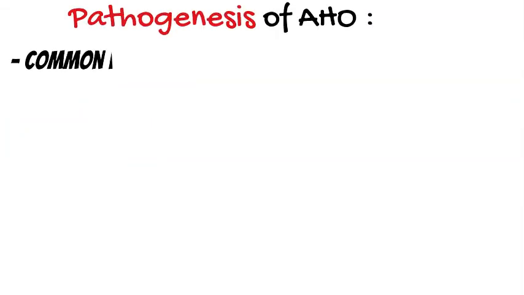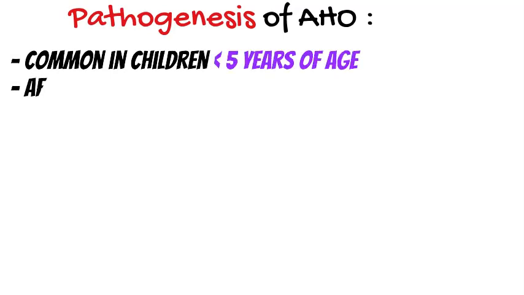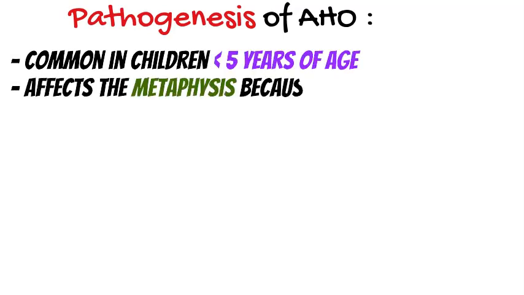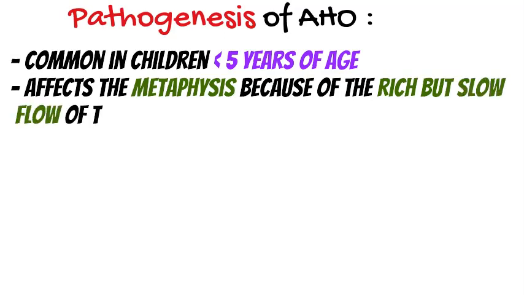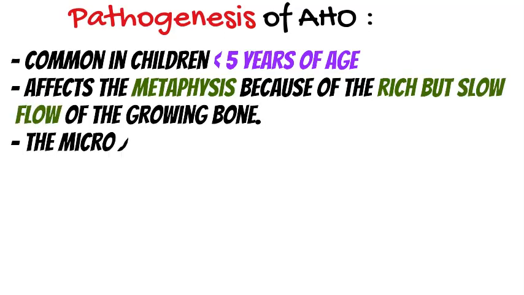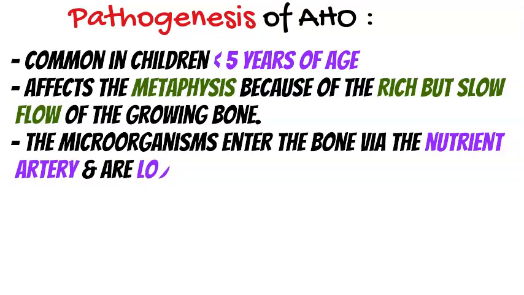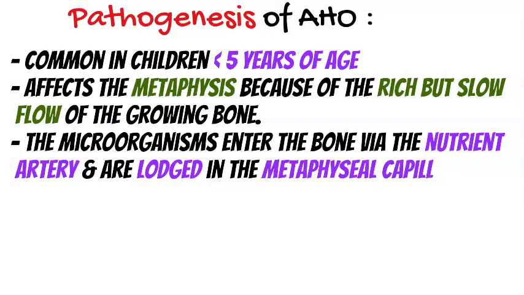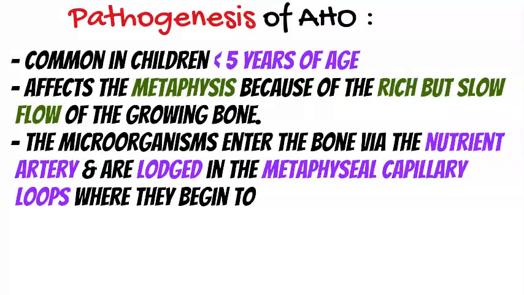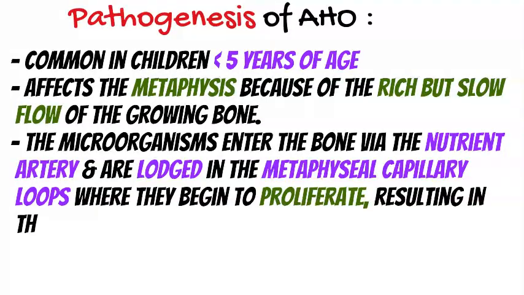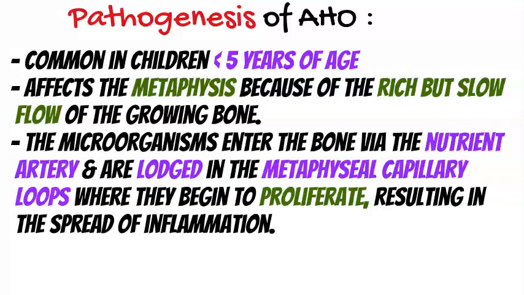Pathogenesis of acute hematogenous osteomyelitis. It is common in children less than 5 years of age. It affects the metaphysis because of the rich but slow flow of the growing bone. The microorganisms enter the bone via the nutrient artery and are lodged in the metaphyseal capillary loops, where they begin to proliferate, resulting in the spread of inflammation.